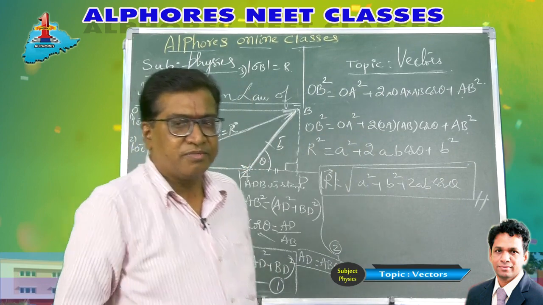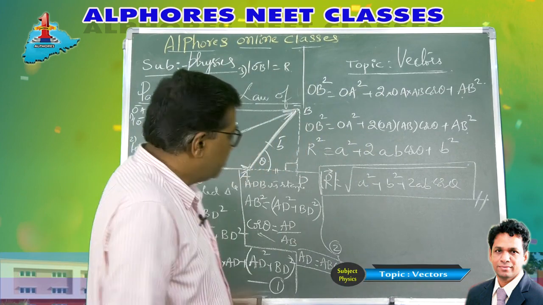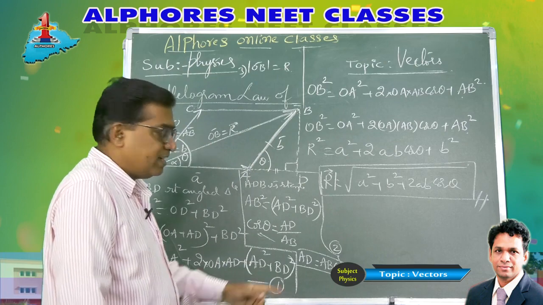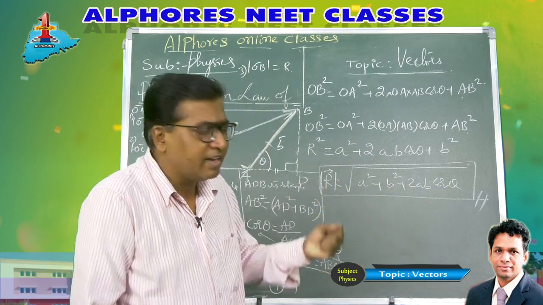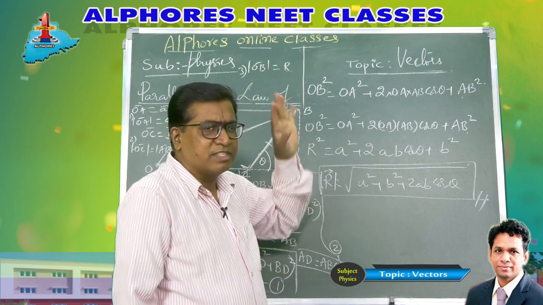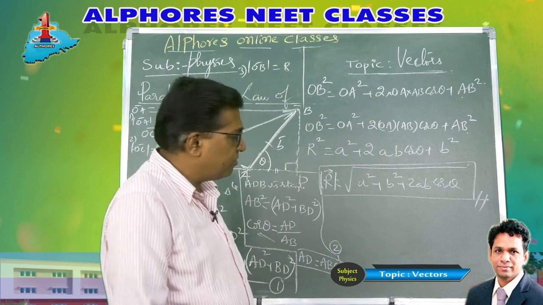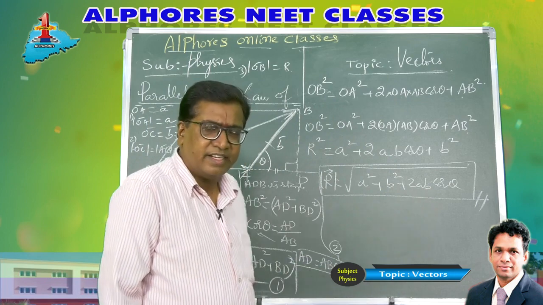The magnitude of the resultant vector of two vectors acting at an angle theta is root of A square plus B square plus 2AB cos theta. A direct, analytical formula from which you can directly substitute things and get the magnitude of the resultant of two vectors acting at an angle theta.